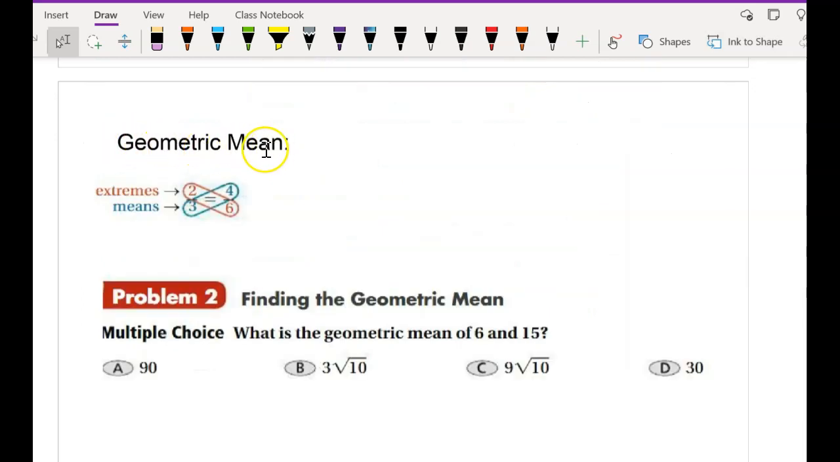So now we're going to begin talking about the geometric mean. One thing that someone thought up was, when we have our traditional proportional setup, the extremes go from the numerator to the denominator, and the means go from the first fraction denominator to the second fraction numerator. So the 3 and the 4 don't make any difference in this case, but we're just looking at the location.